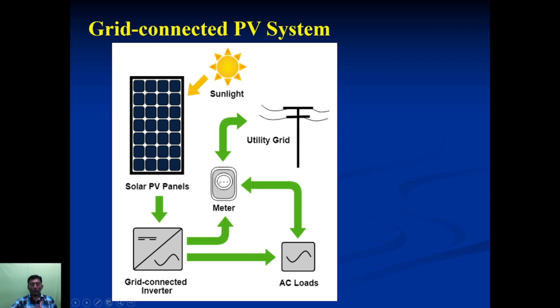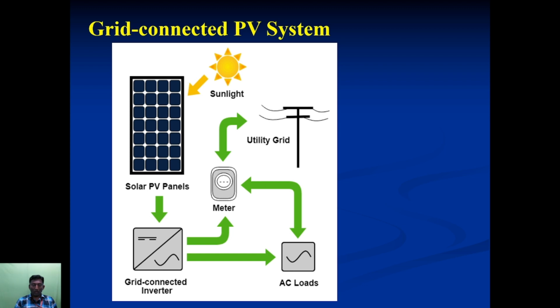So this meter will record that data also: how much electricity is applied to the grid, and how much is applied from the grid to the loads. That data is also recorded in the meter. That's why we have two-way communication. From here electricity is generated to the grid, and during no generation, grid, meter, then AC load. So this is the structure of the grid connected solar PV system.